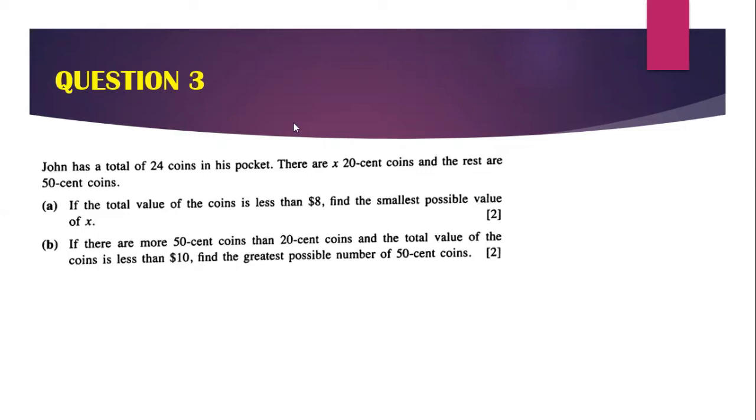Okay, this is about coins, right? There are 2 types of coin in John's pocket, right? The first is 20 cents. We call this one X, and the rest is 50 cents. We call this one Y.